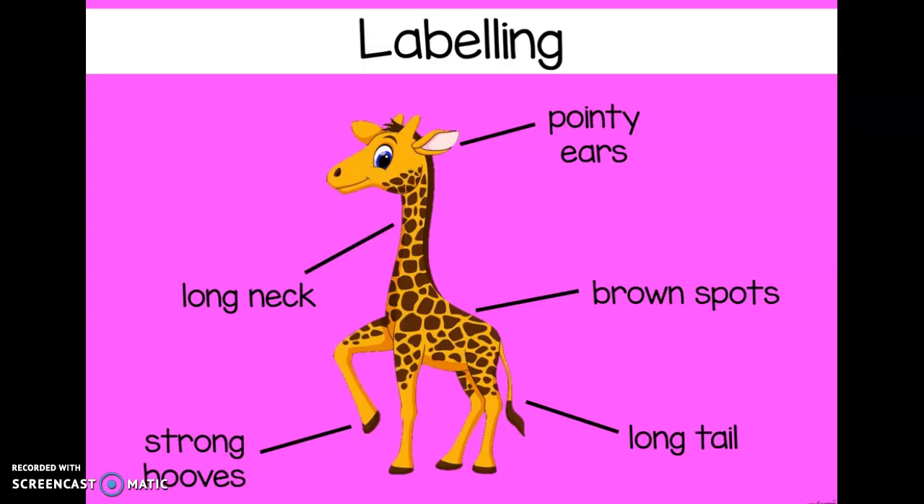And then I'd say giraffes have long necks and pointy ears. They have brown spots all over their body and a long tail. Giraffes have 4 legs with strong hooves. Okay, so the first step is really labeling it, and then we can write our sentences after. So now you're going to help me label a flamingo.